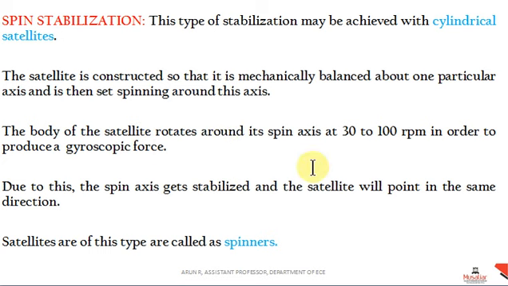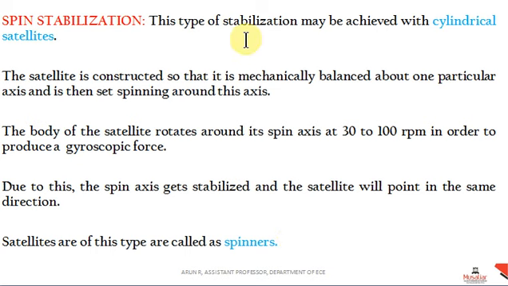Satellites that are stabilized in their orbit by using spin stabilization, and that have cylindrical geometry, are known as spinners.